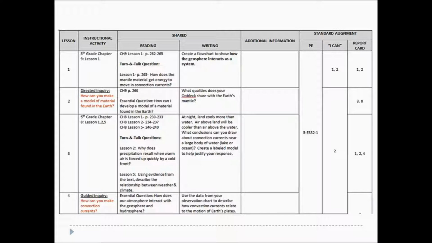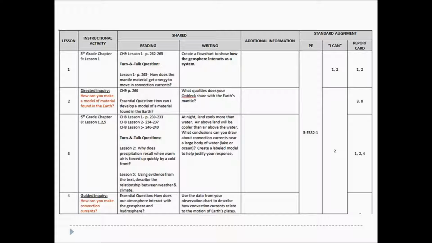The first system students examine in Lessons 1 and 2 is the geosphere. At the conclusion of Lesson 1, students are asked to develop a model, in this case a flowchart, to explain the interactions within the geosphere. This model should include parts of the geosphere and illustrate how materials in the mantle flow. In How Can You Make a Model of Material Found in the Earth, Lesson 2, students examine a physical model and explore how pressure can affect the properties of molten rock within the mantle.